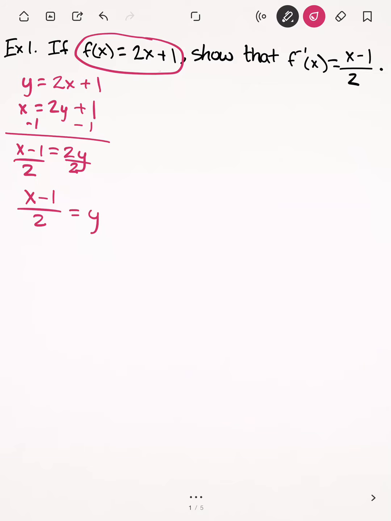And if I look, this matches this over here, which shows the two functions are inverses. So yes, they are inverses. I showed my work. There's another way we can go about it. We could use composition of functions.